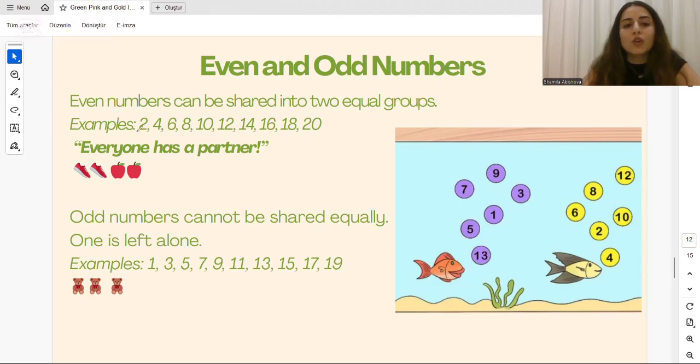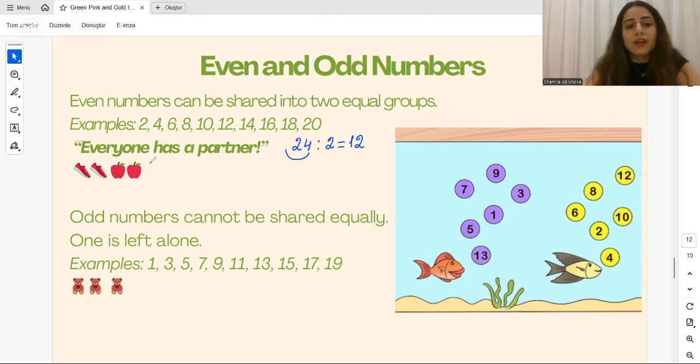For example, 2, 4, 6, 8, 10, 12, 14, 16, and so on are even numbers. For example, let's look at 24. 24 divided by 2 equals 12. And there is no remainder, yes? And that's why we can say 24 is an even number.